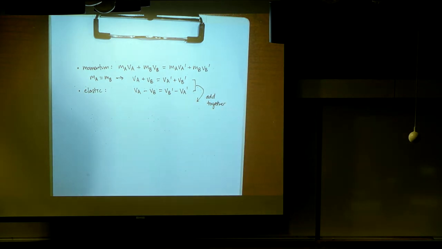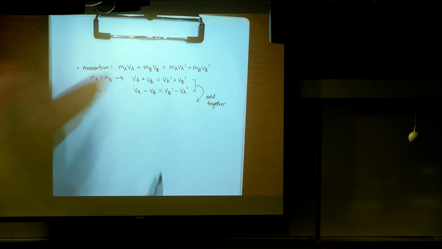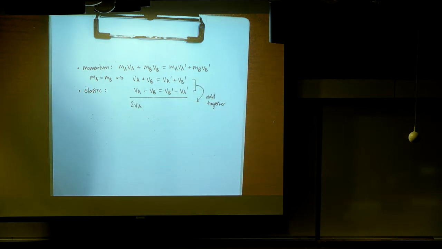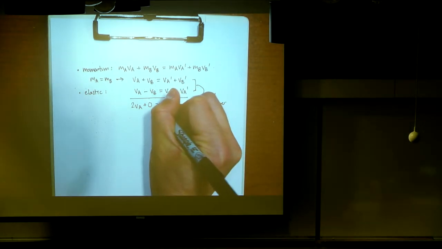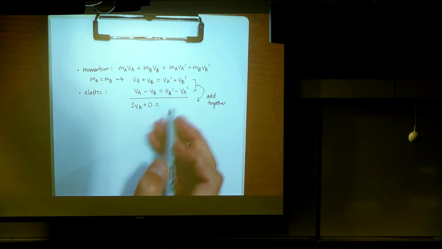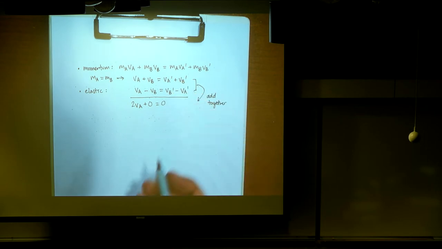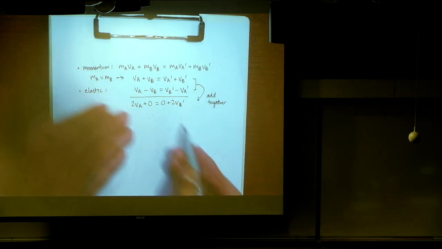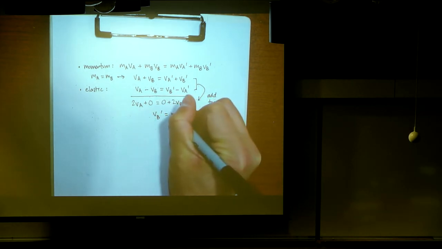Sound good? So if we add these together, what happens? On this side, I get VA plus VA. So that's just 2VA, right? Once they're added. Here, I get VB minus VB. So that's just 0, right? Those cancel when we add them together. Here, I have VA prime minus VA prime. That's just 0, correct? And then I have VB prime plus VB prime, so that's 2 VB prime. But okay, I can cancel out those 2s now, right? What am I seeing? I'm seeing that VB prime equals VA.